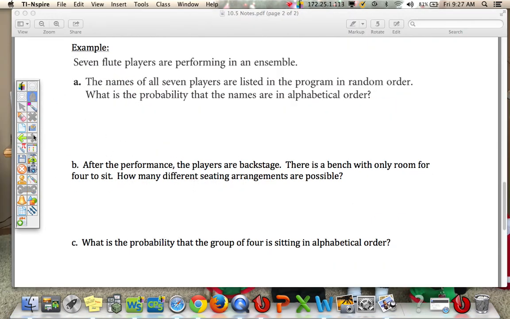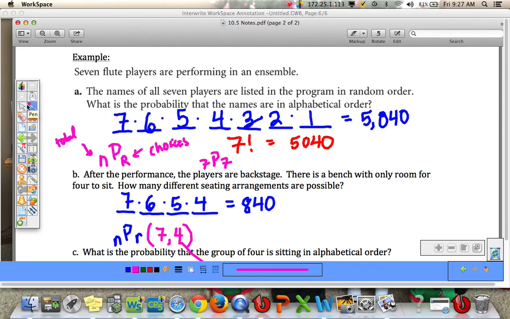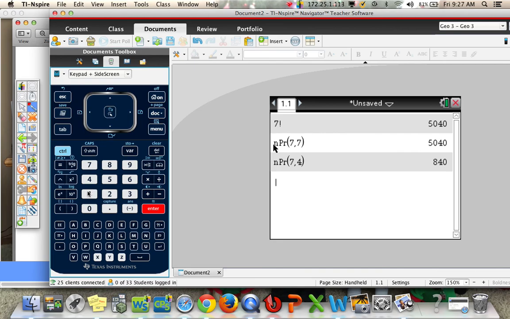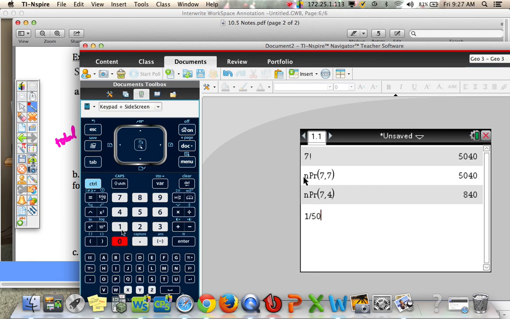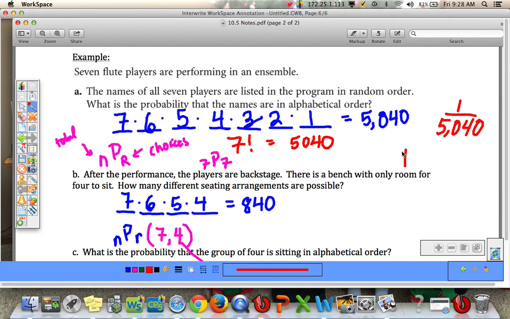Okay. I actually didn't answer that last one. Sorry, I'm going to go back up to A. It says, what is the probability that the names are in alphabetical order? Well, there's only one arrangement out of the 5,040 that they are in alphabetical order. And so let's figure that out. 1 divided by 5,040, hit Control Enter. So our probability is 0.0002, so about 0.02%. So probability is about 0.02% that they are in alphabetical order.